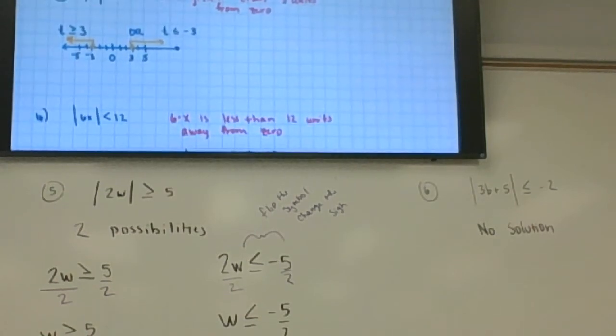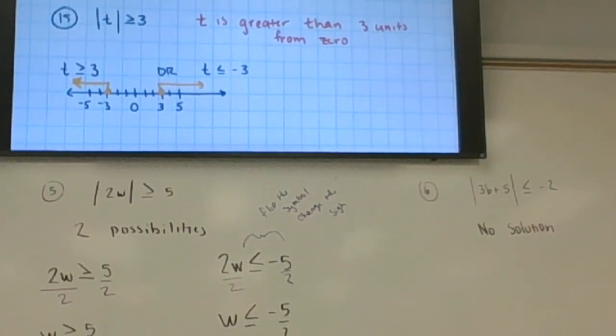Okay, were there no fractions? No. Oh, no fractions. Okay, so I did it right. Yeah, so I just flip it.